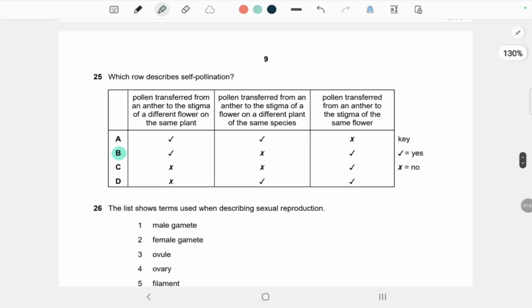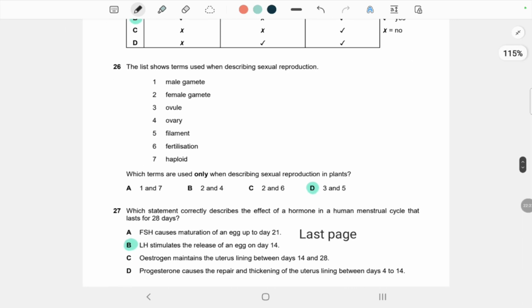Okay, question 25, which describes self-pollination. Self-pollination, just memorize the definition, you're good to go. Pollen transferred from an anther to a stigma on a different flower on the same plant. Same plant, as long as it is the same plant. Same flower: from the anther to a stigma of the same flower, which is also present in the same plant. This is right and this is right. But same species? No, not always the same species. It can be a different species.